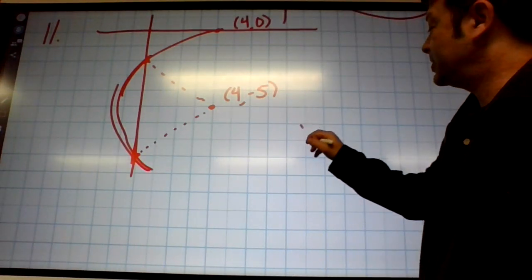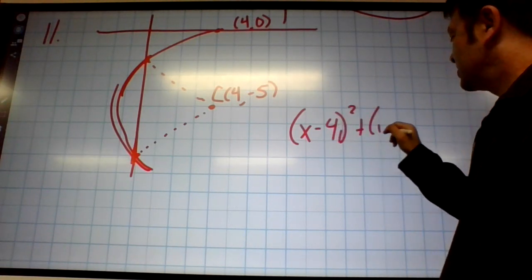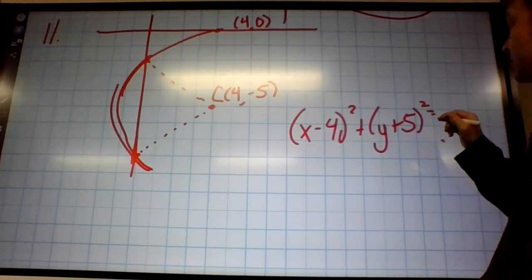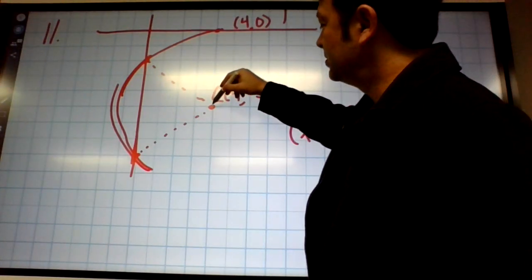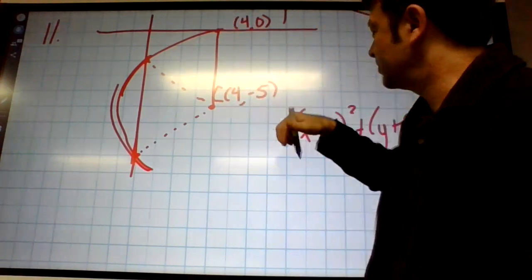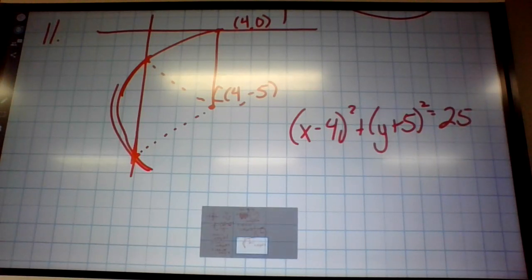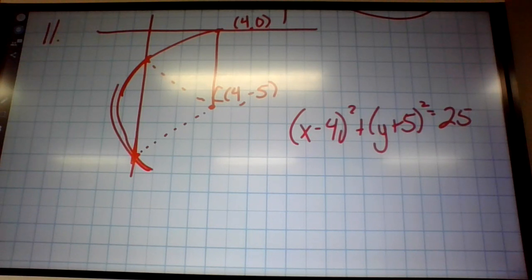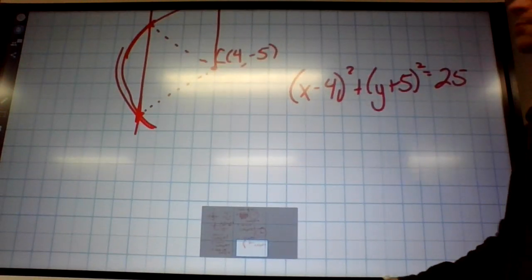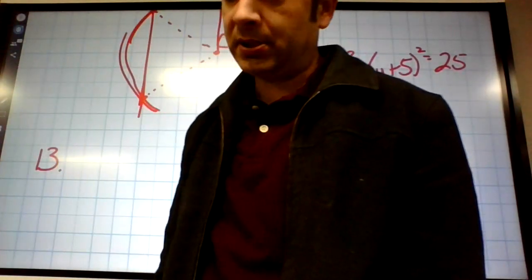Okay, all right, so the equation, centers here: (x - 4) squared plus (y + 5) squared equals, oh, what's the radius? 1, 2, 3, 4, 5, yeah, from here to here is just 5 up. So 5 squared is 25.